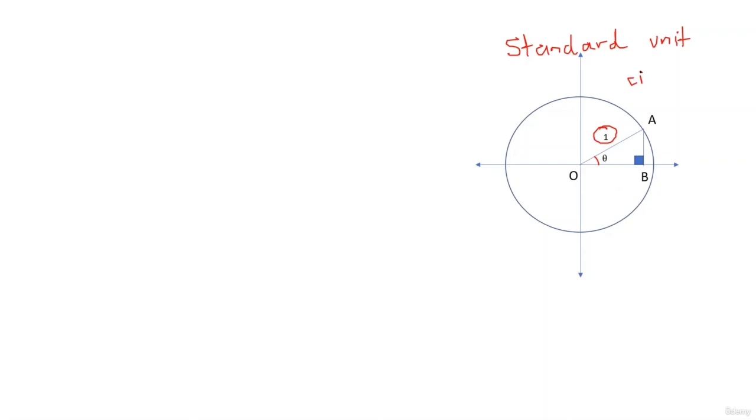Okay, why is it called a unit circle? Because the radius is equal to 1 unit. Okay, as simple as that. This is a standard unit circle.